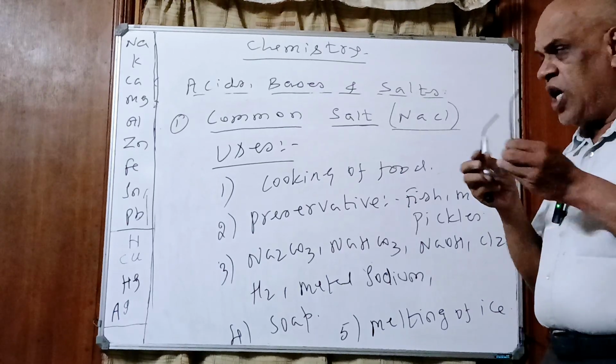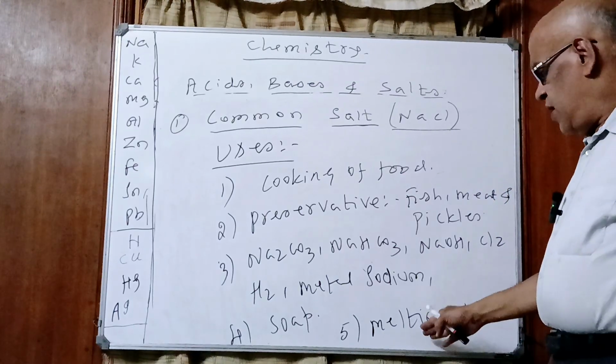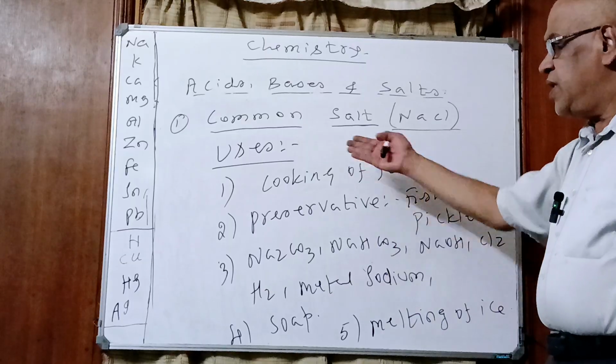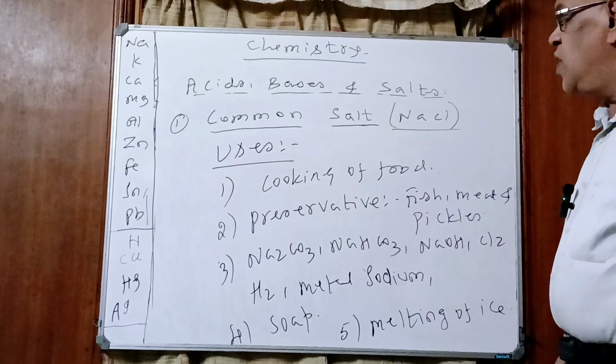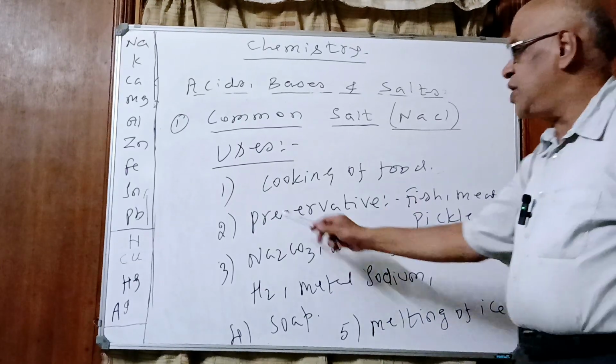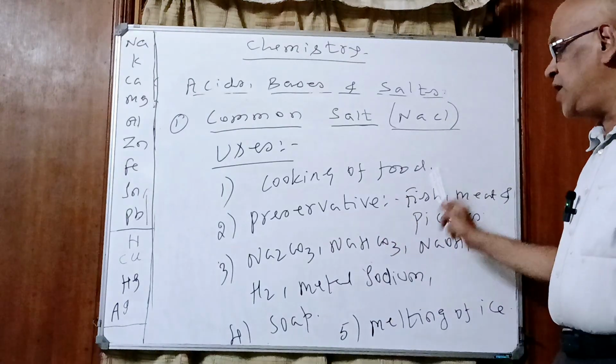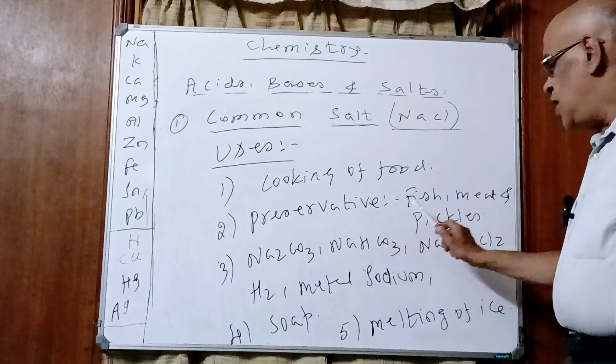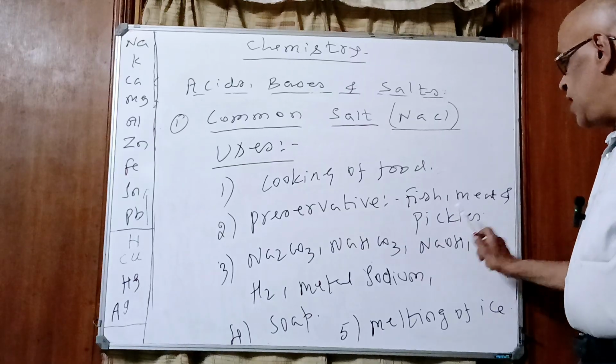They pour salt over it. Then what happens? Ice gets melted. So, these are the uses of common salt. It is used in the cooking of food to make the food tasty. It is used as a preservative in fish, meat, and pickles.